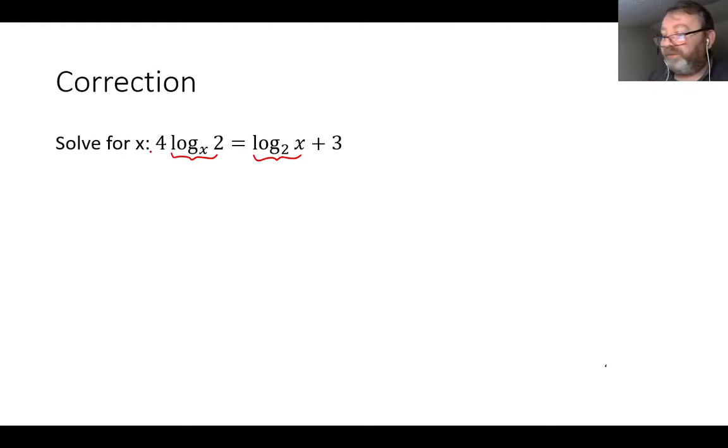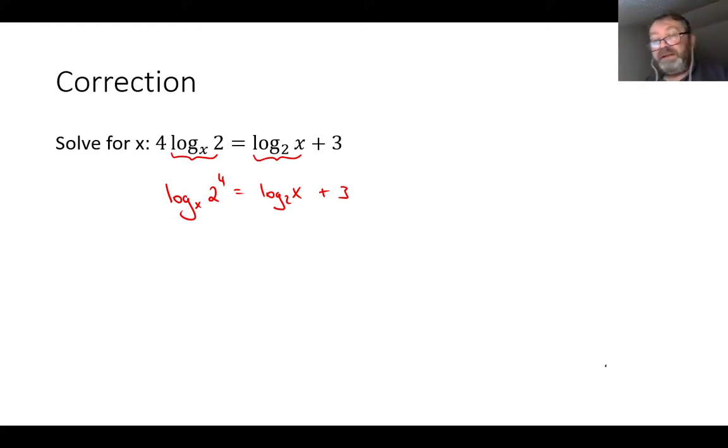And one of the rules of my tables tells me that if I have a coefficient in front of a log, that coefficient may be given as a power to the number you're getting a log of. So therefore, log to the base x of 2 to the 4 equals log to the base 2 of x plus 3. And then it stares you in the face. On the left-hand side, log to the base x. On the right-hand side, log to the base 2. When logs have different bases, they can't be used in conjunction with one another.